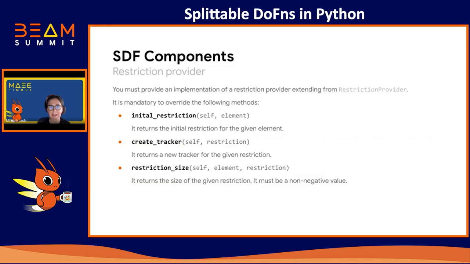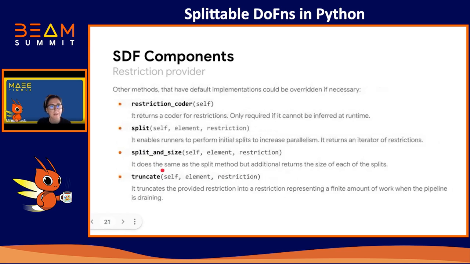Then an actual tracker: an instance of the tracker that you are going to use. And then a method that is going to return the restriction size. For a given restriction, it has to return a non-negative value. We will see later how the runner is going to use this restriction size to make decisions.